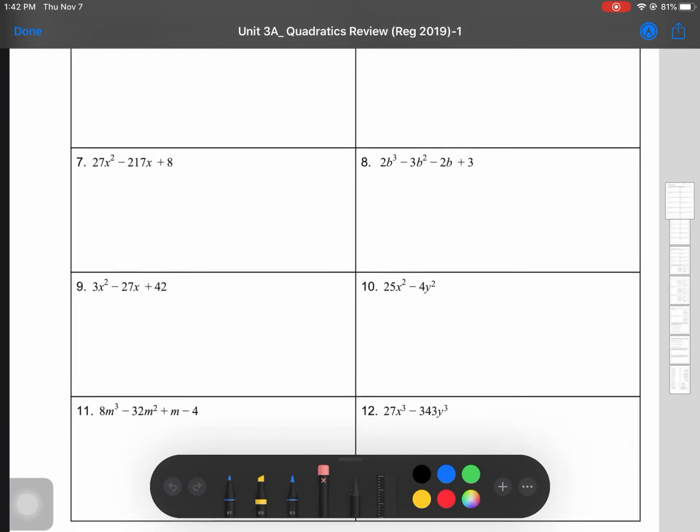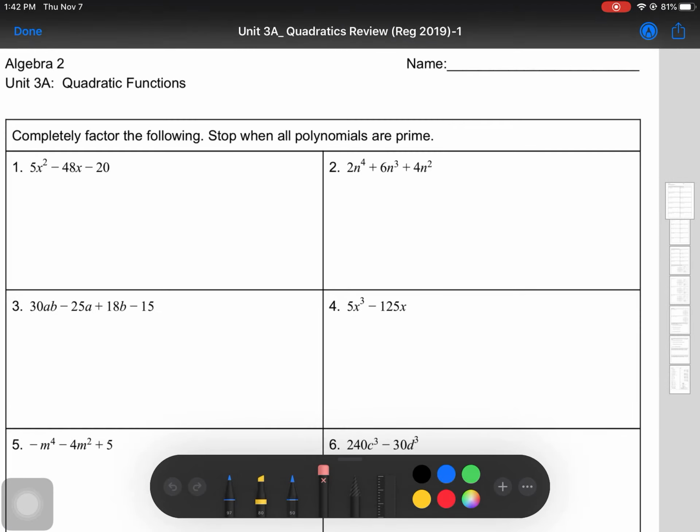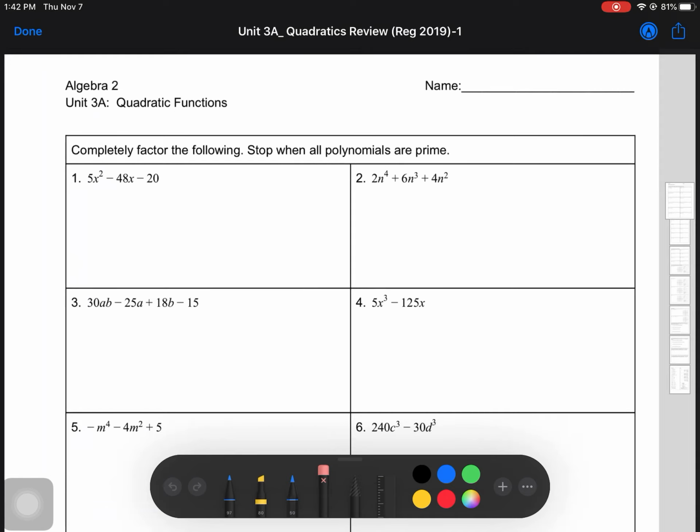If you look at it, numbers 1 through 12, all you're going to do is factor, and we had a variety of ways we talked about this in class. And it is super important that you know how to do them for your test. So I'm going to pick a couple and just talk about them.